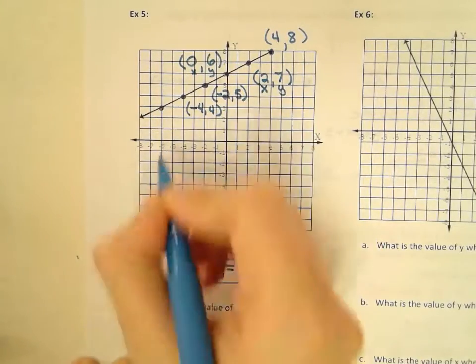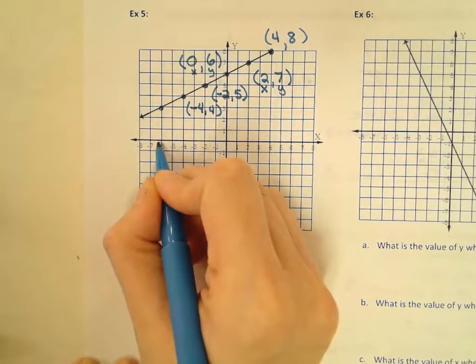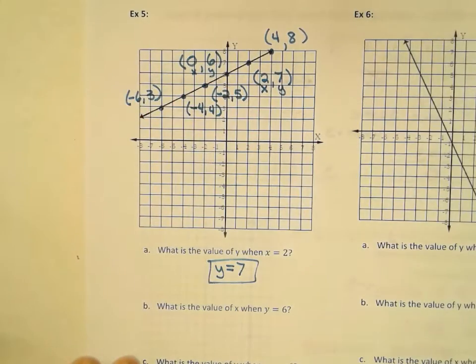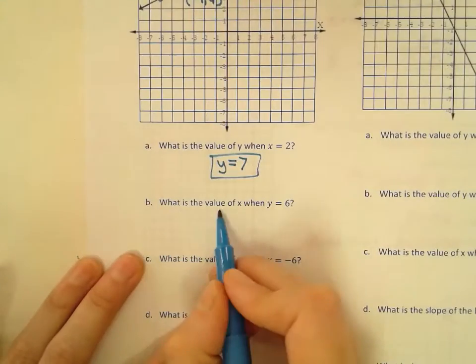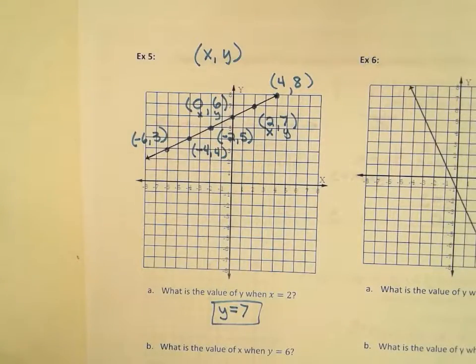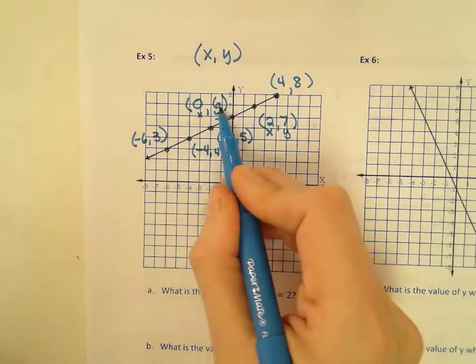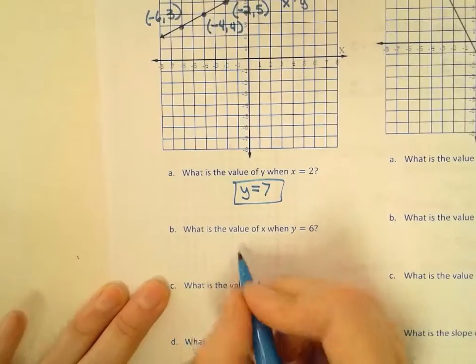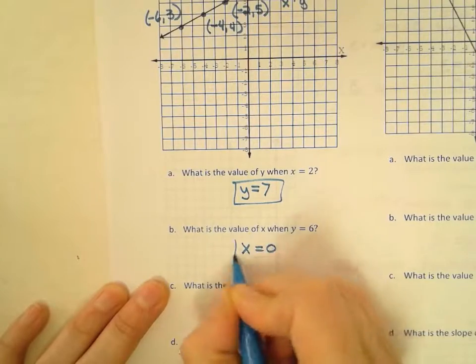And this one should be enough. Go to the left 6, up 3, so that's (-6, +3). Okay, so now on question B, it says, what is the value of x when y equals 6? Now keep in mind, whenever you're doing this, (x, y) is the second number. So I'm looking for where my y value is 6, right there. The x value that goes with it is 0. So I would say x equals 0.